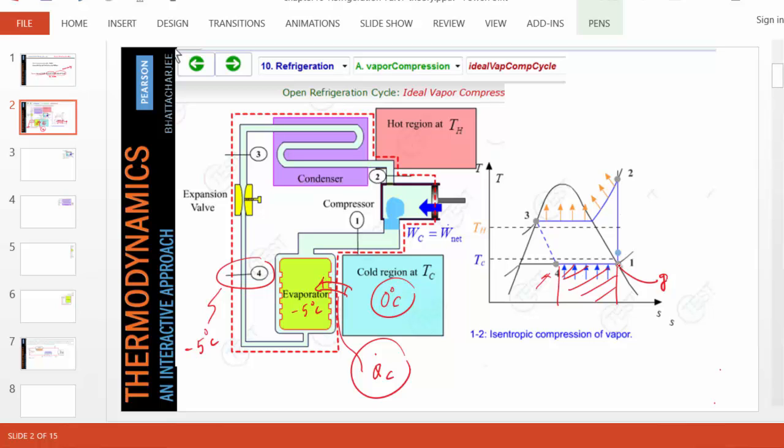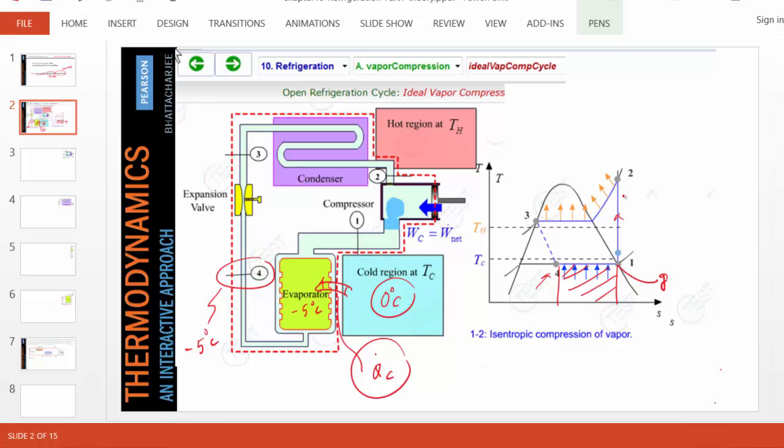That's for an ideal vapor compression cycle. Then we compress it isentropically. Again, you're familiar with isentropic compression. The entropy remains constant. It's an ideal compressor. How does the compressor operate? It doesn't matter. As long as it's adiabatic and frictionless, it will be isentropic. From state 1 to 2, therefore, we compress the vapor.